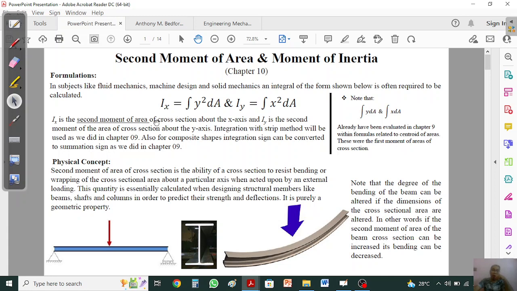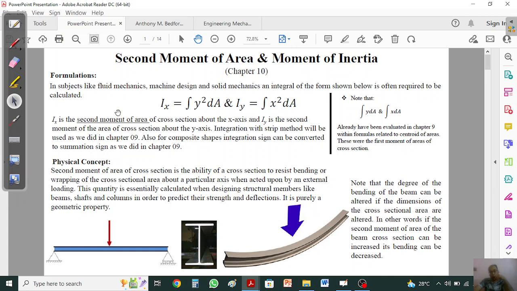When we need to calculate the second moment of area about the x-axis, we call it Ix, which is equal to the integral of y squared dA. When we need to calculate the second moment of area about the y-axis, we will always use the formula Iy equals the integral of x squared dA.